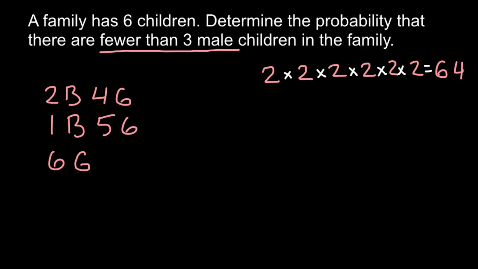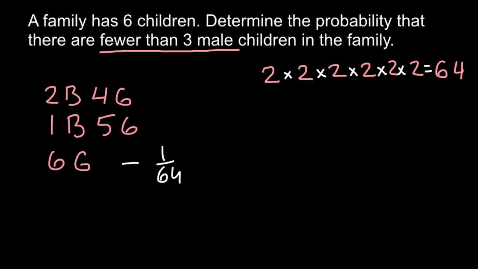The easiest to calculate would be all 6 girls. There is only one such combination. So all 6 children would be girls. So 1 out of 64 would be such a combination.